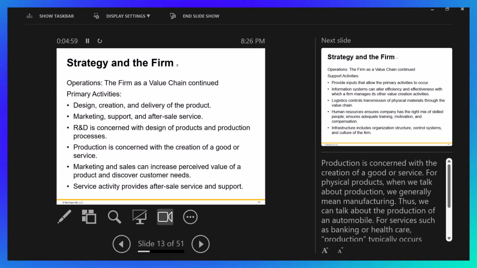Operations, the firm as value chain continued. The primary activities include design, creation, and delivery of the product, marketing, support, and after-sale service. R&D is concerned with the design of products and production processes. Production is concerned with the creation of a good or service. Marketing and sales can increase perceived value of a product and discover customer needs. And service activity provides after-sale service and support.